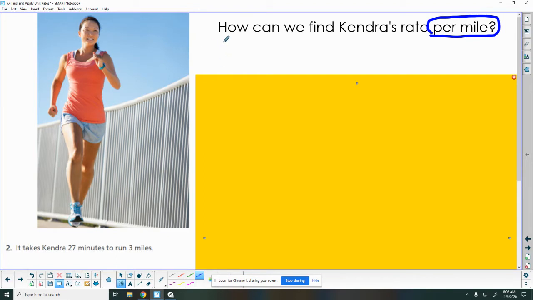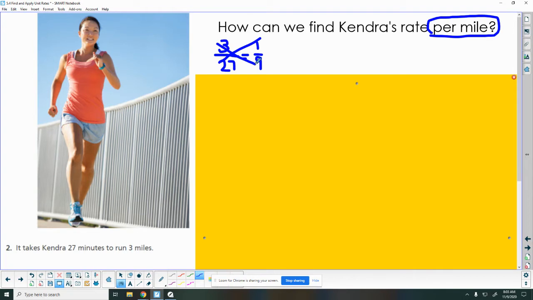So if I set this problem up and I put the 3 on the top and I divide by 27, that equals 1/9. And that would mean that she's running a mile in less than a minute. I don't know anybody that can do that. Even the fastest people, it takes them about 4 minutes to run a mile. So that just does not make sense. Always ask yourself, is my answer reasonable?